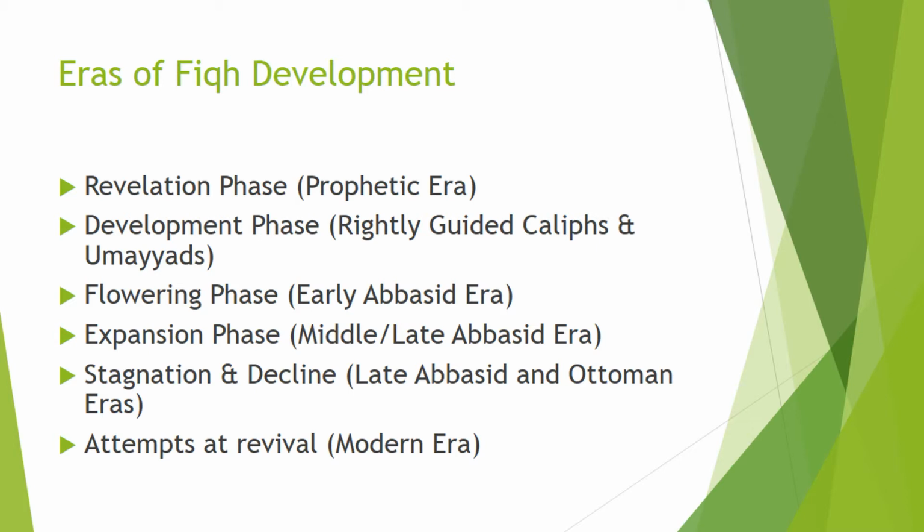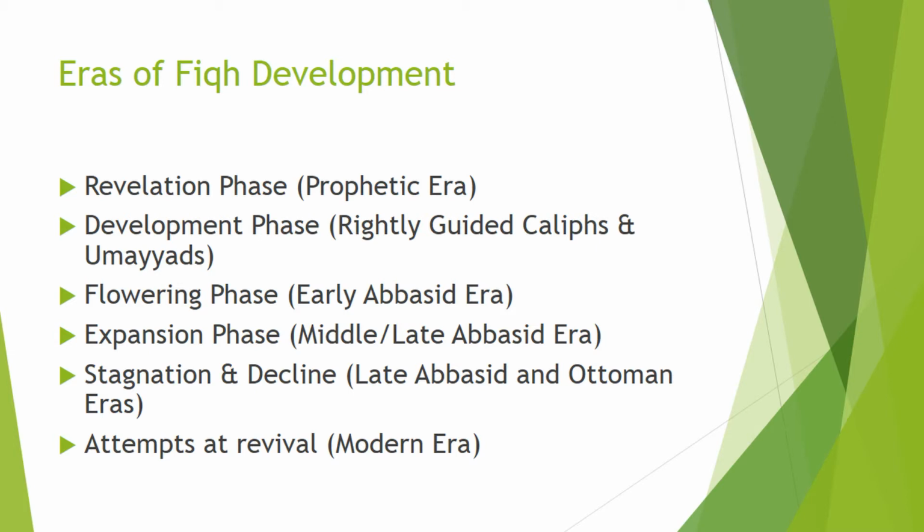Development, the first 100 years of our history, the Khulafa Rashidin and the Umayyad time, what happened with fiqh then. The flowering phase, the early Abbasid era. The expansion phase, the late Abbasid era. The stagnation and decline phase, the late Abbasid era and the Ottoman era. And then finally, the modern era, which is the attempts at revival.